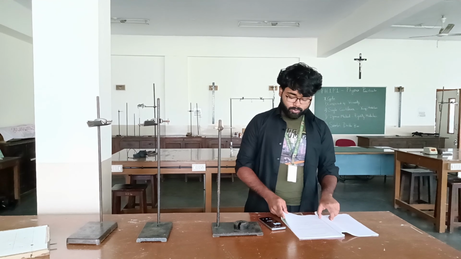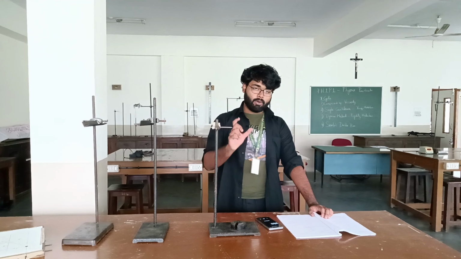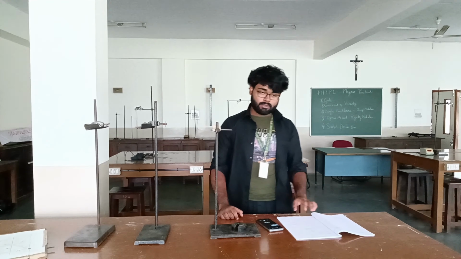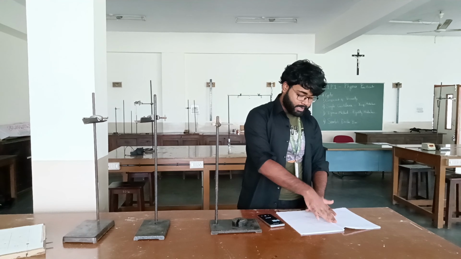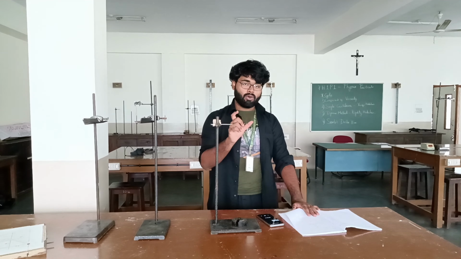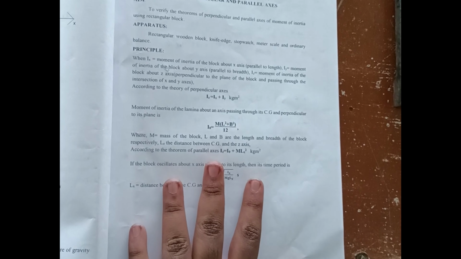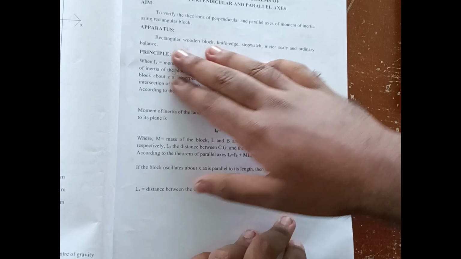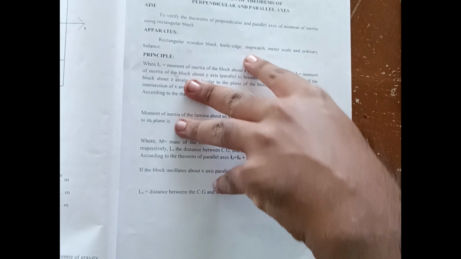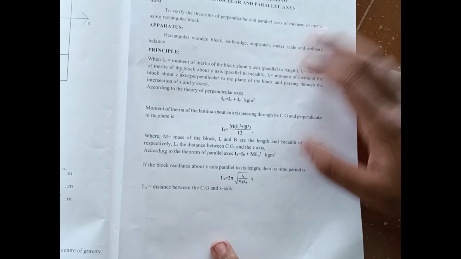For finding this moment of inertia, we first need to find the timings of oscillations, and the amount of resistance that occurs because of the delay in the oscillations. When we find the time that each oscillation takes, we have a ground basis for finding the moment of inertia. First we'll get an overview of how the page looks and how we continue with the experiment. The apparatus is a rectangular wooden block, knife edge, stopwatch, meter scale, and ordinary balance. Before jumping into the apparatus, let's talk about the principle.